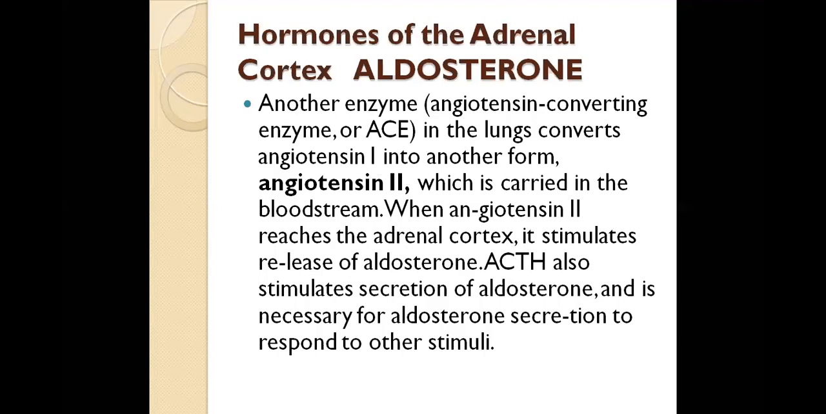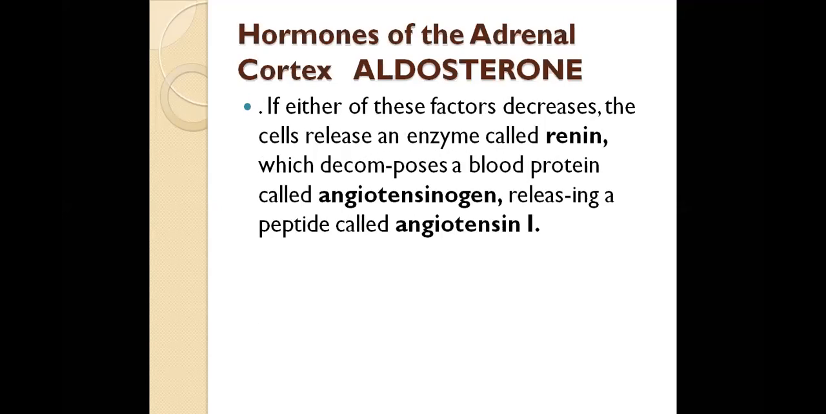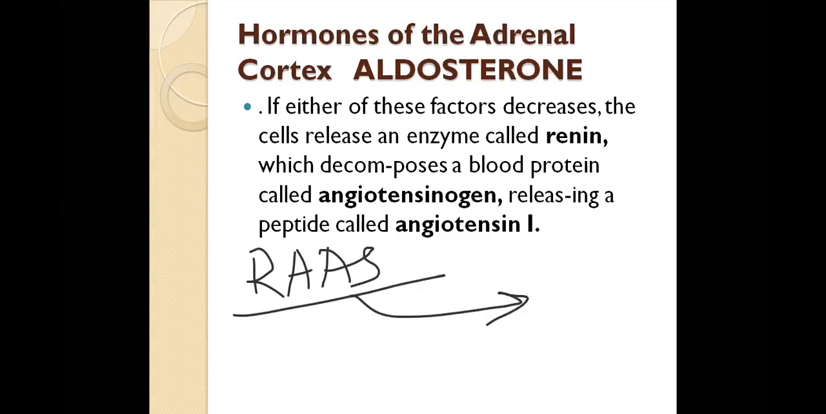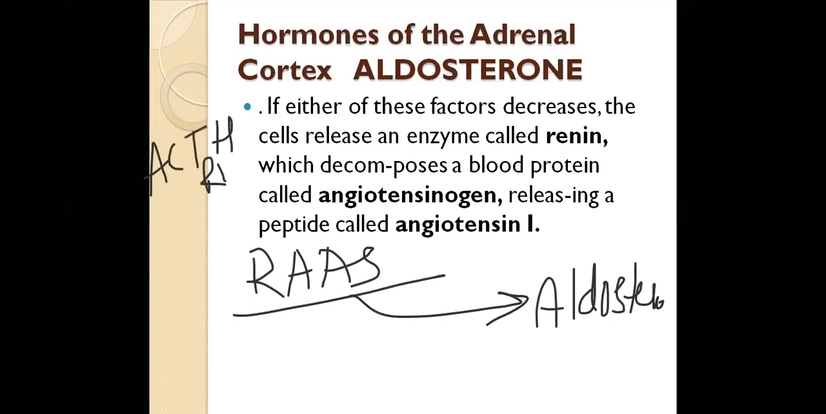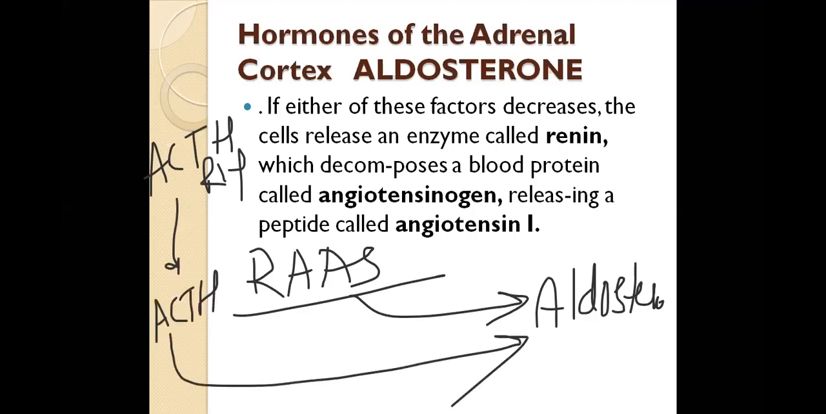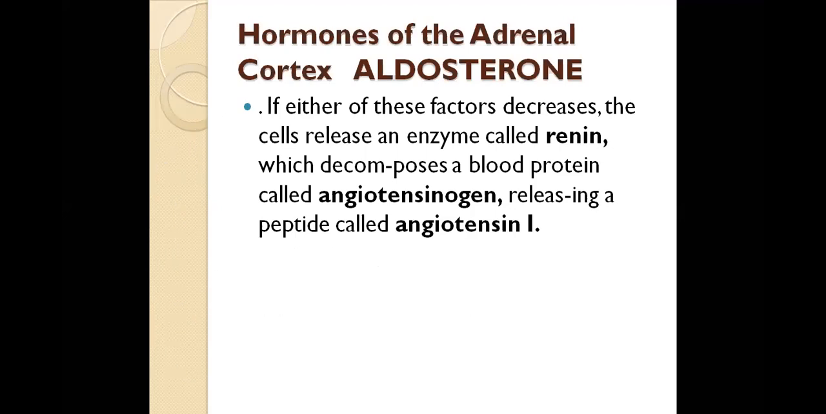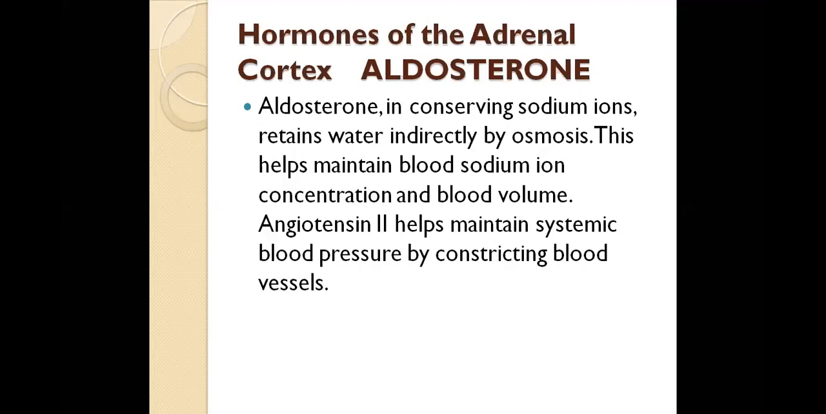ACTH also stimulates the secretion of aldosterone and is necessary for aldosterone secretion to respond to other stimuli. We are talking about the possibilities for release of aldosterone. One, the RAS mechanism promotes the release of aldosterone. Another, CRH from the hypothalamus stimulates the anterior pituitary for ACTH. That ACTH comes to the adrenal gland and stimulates aldosterone secretion. So there are two possibilities.